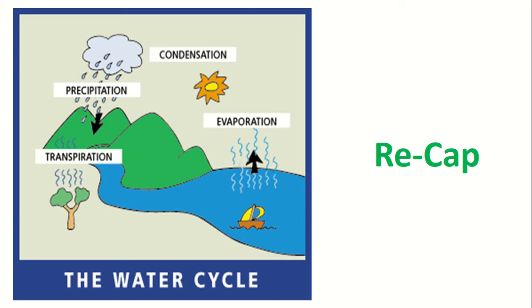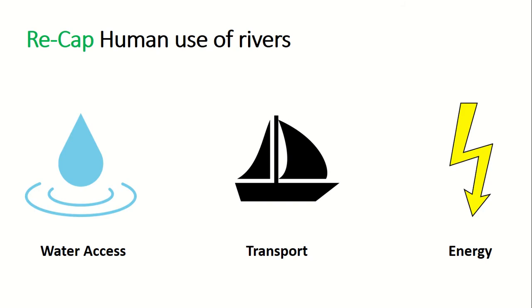Over time, those clouds become very heavy, and they release that water back down to Earth in the form of precipitation. And precipitation is our scientific word for any water that falls from clouds, which is rain, snow, sleet and hail. And in our second lesson, we then looked at, well, how do humans actually use rivers? And so we came up with three main ways.